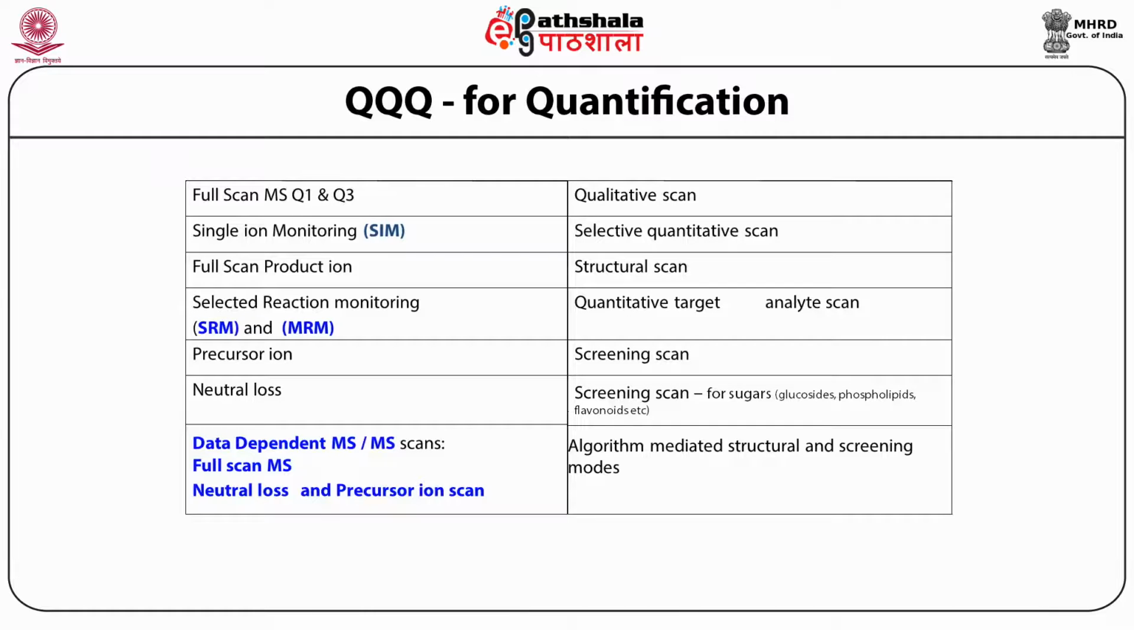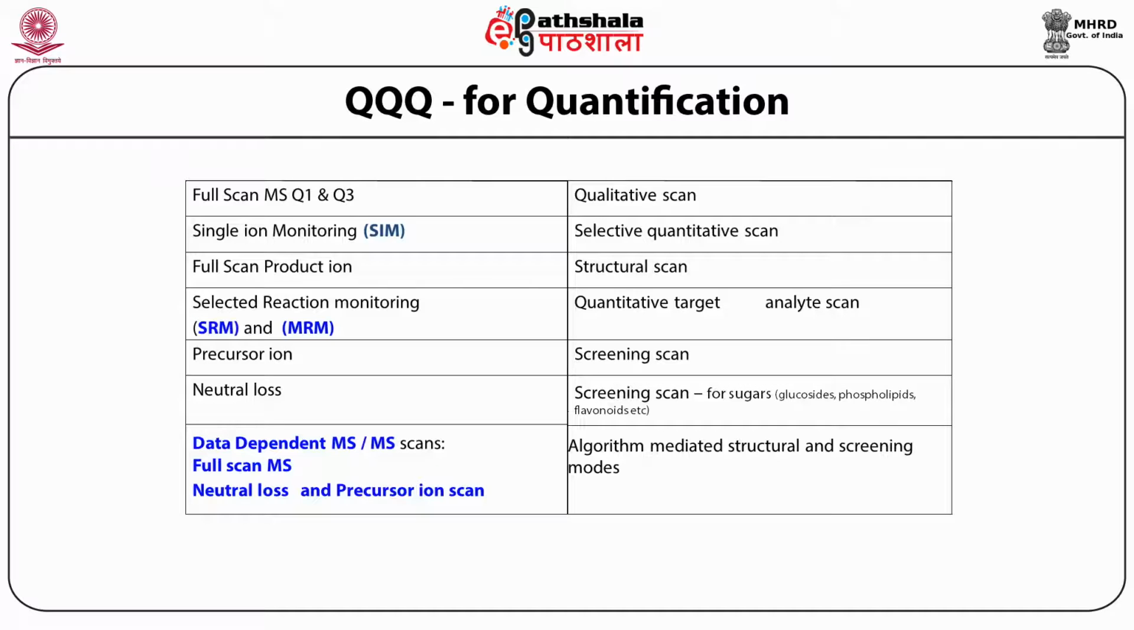Full scan MS, Q1 and Q3, is used for qualitative scan. Single ion monitoring, SIM, is a selective quantitative scan, as I told you, for compounds which are not capable of undergoing fragmentation. It is highly sensitive but has a lot of background noise. Full scan product ion is for structural elucidation. Selected reaction monitoring or multiple reaction monitoring is for quantitative target analyte analysis.